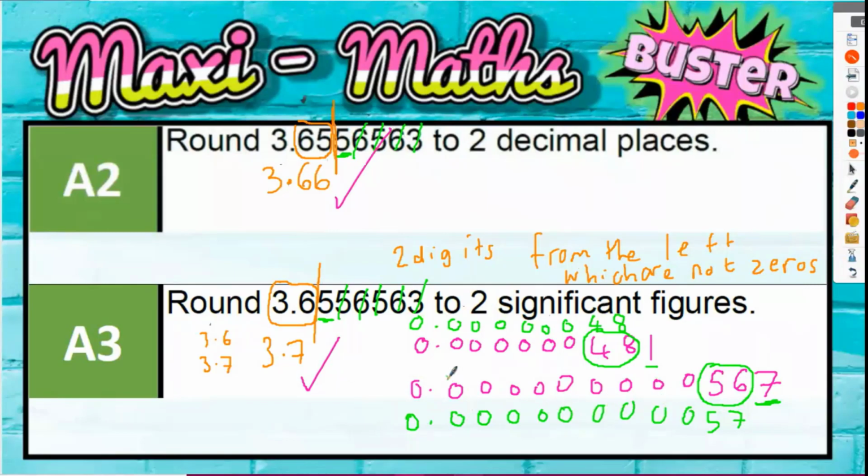If it's a number that doesn't begin with any zeros, it's literally just going to be your first 2 digits of the number. So this, back to the question, it was 3.6. They were the first 2 significant figures. But if you've got a whole load of zeros in there, you've got to skip past all those zeros to get to your significant figures.